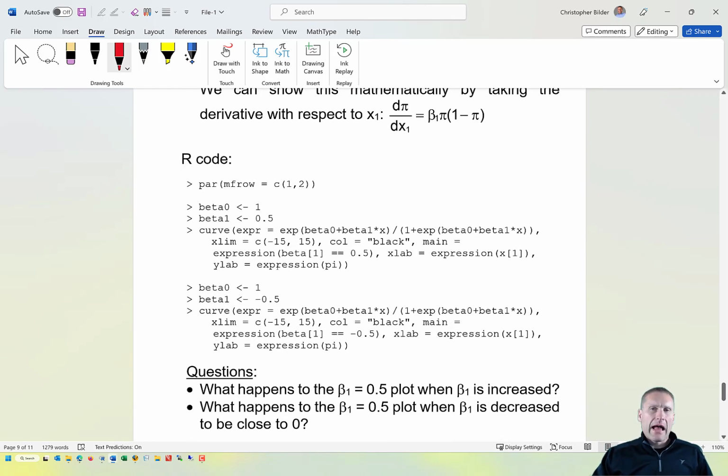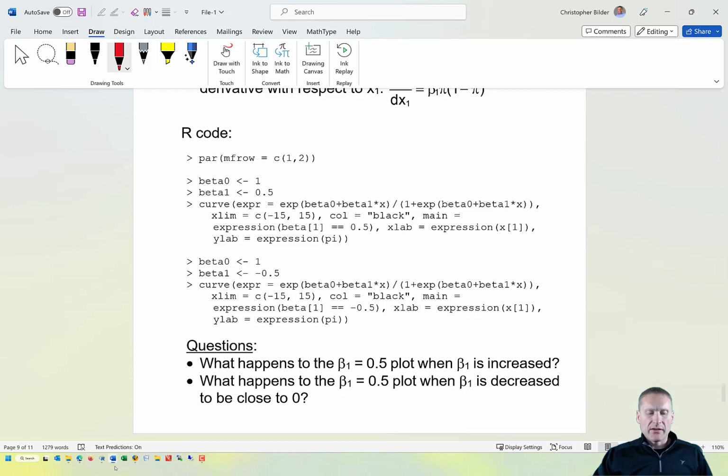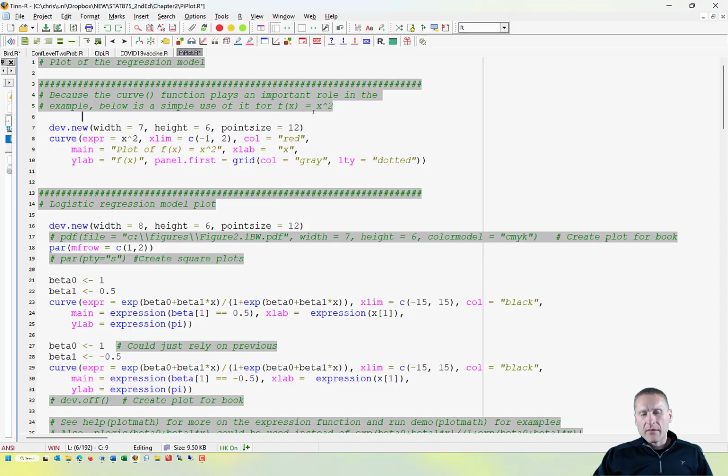So let's talk about how I did this plot. We're going to focus on the left plot to begin with. And actually, before I do that, let me introduce you to a function called curve. Curve allows you to simply plot curves in a graphics window of R. Let's say in a very simple case, I want to plot y is equal to x squared, or in other words, f of x is equal to x squared. How would I do that?